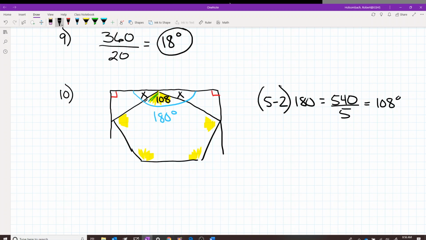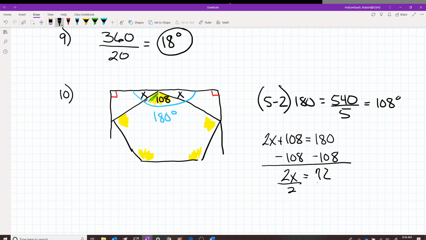Now, with that information, you can write an equation and solve for these x's. So your x plus your x, that would be 2x plus 108, has to equal 180. So if you subtract 108 from each side, then your 2x is equal to 72. If you divide by 2, then your x is equal to 36.